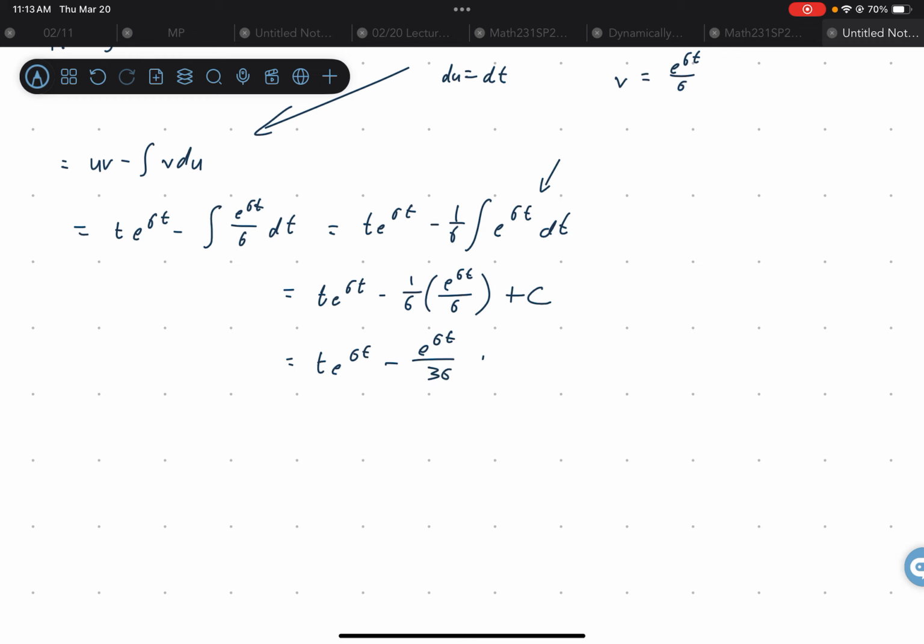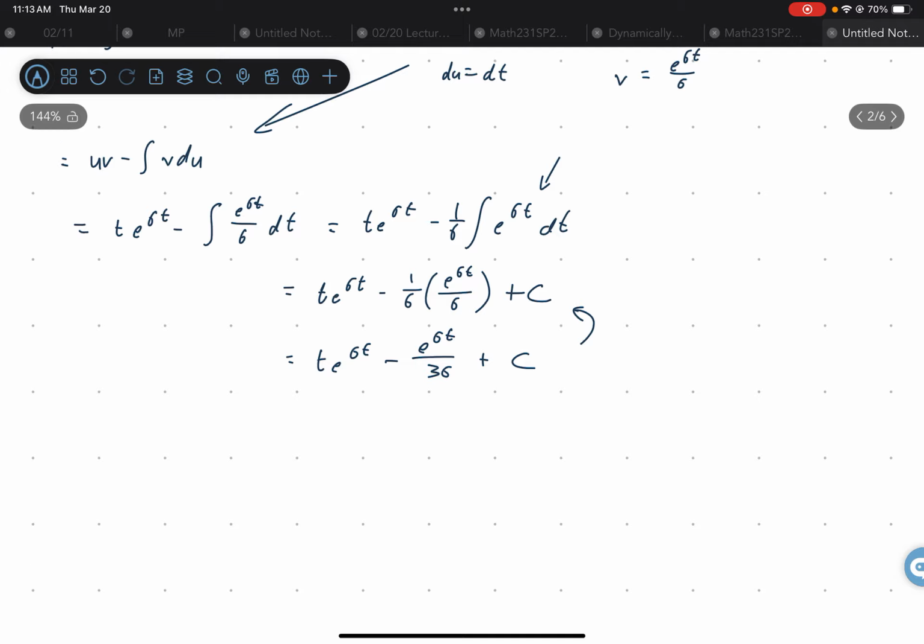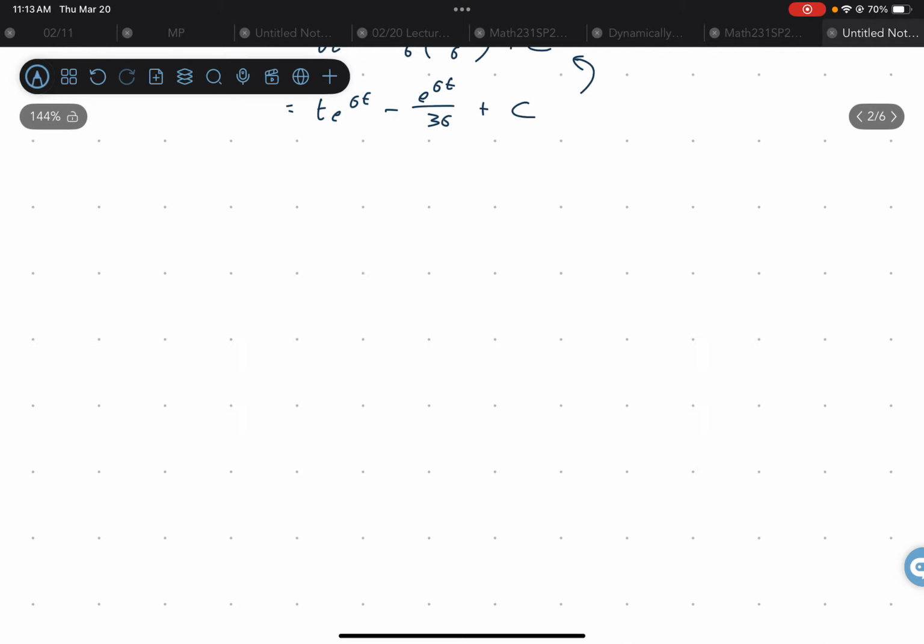There we go. That's just this but simplified. And so that's how you do integration by parts. That's a very basic example. So now I guess we can go into some slightly more complicated examples of integration by parts.